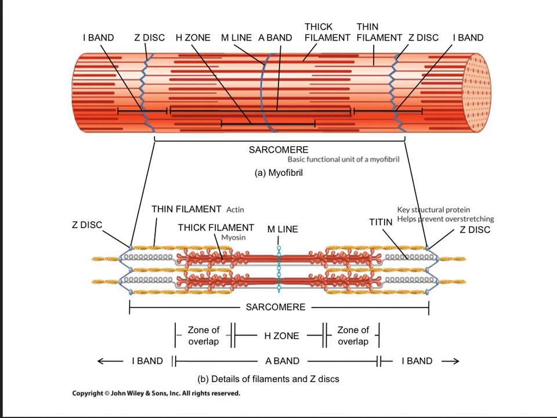The H zone is the narrow center of each A band where you only see the thick filaments, so this would be only thick filaments, only myosin would be found here, and no thin filaments. And finally, right in the middle of the sarcomere, we find what is referred to as the M line. This is where the thick filaments, or the myosin, attach right here in the center.